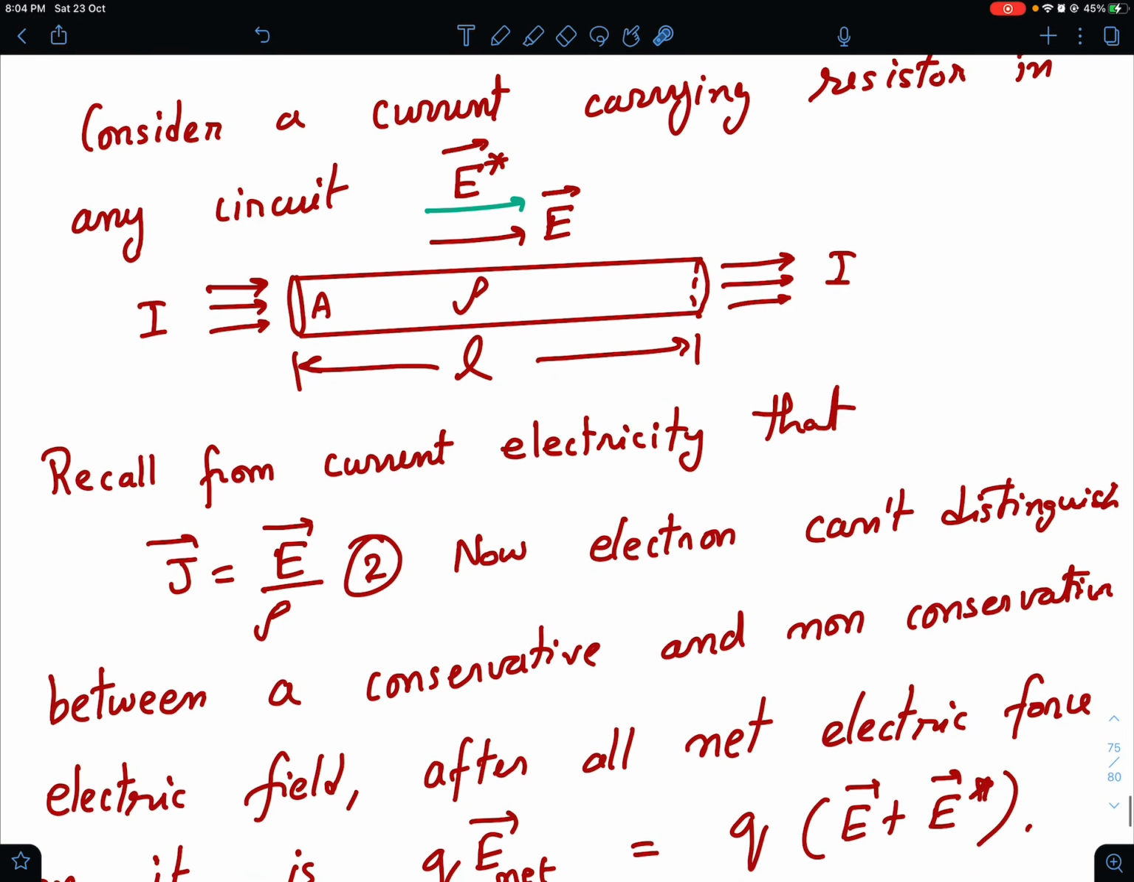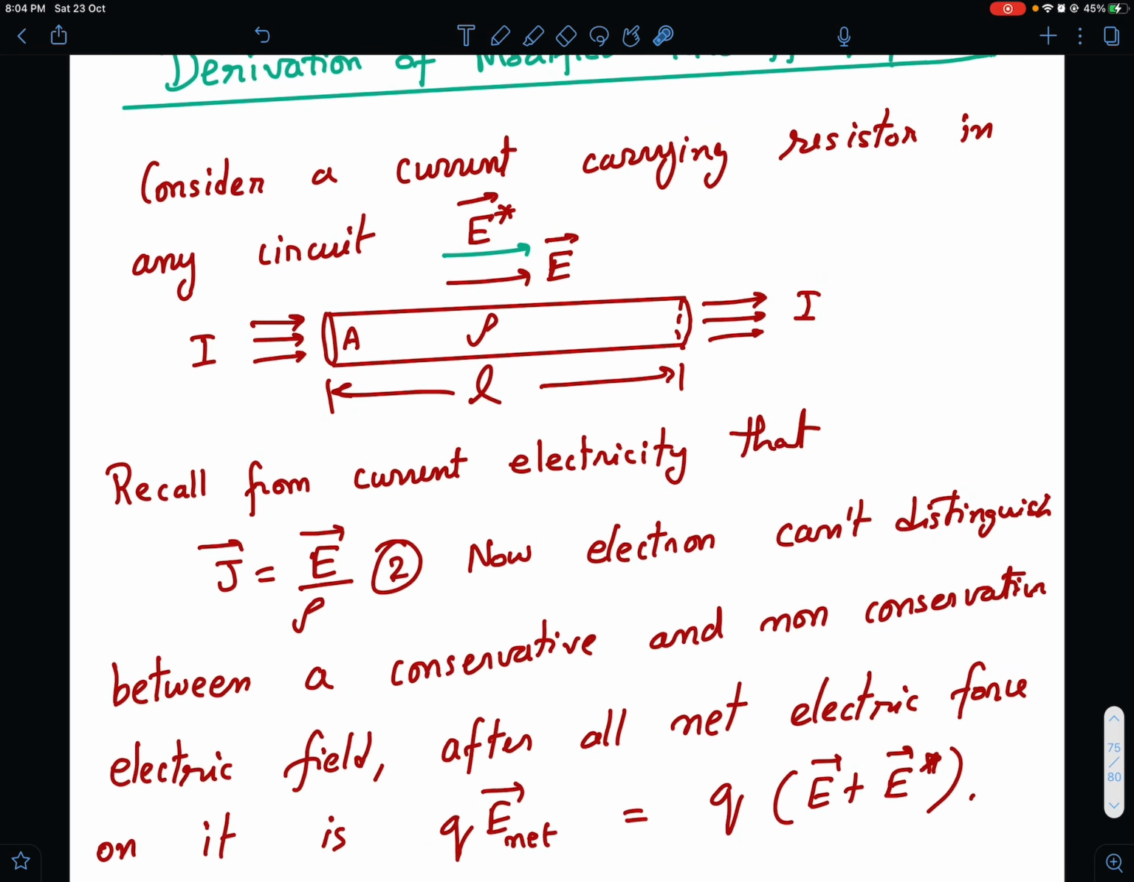Now let's recall from current electricity that current density is given by J equals E by rho. Now what was E there? E was the field inside the conductor. So there was only a conservative electric field, so there was no problem at all. So J equals E by rho, but the electron cannot distinguish between a conservative and a non-conservative electric field, because the electron is just a charge. All it experiences is the net force. Whether that force is due to a conservative field or a non-conservative field, the electron cannot distinguish as far as its motion is concerned.